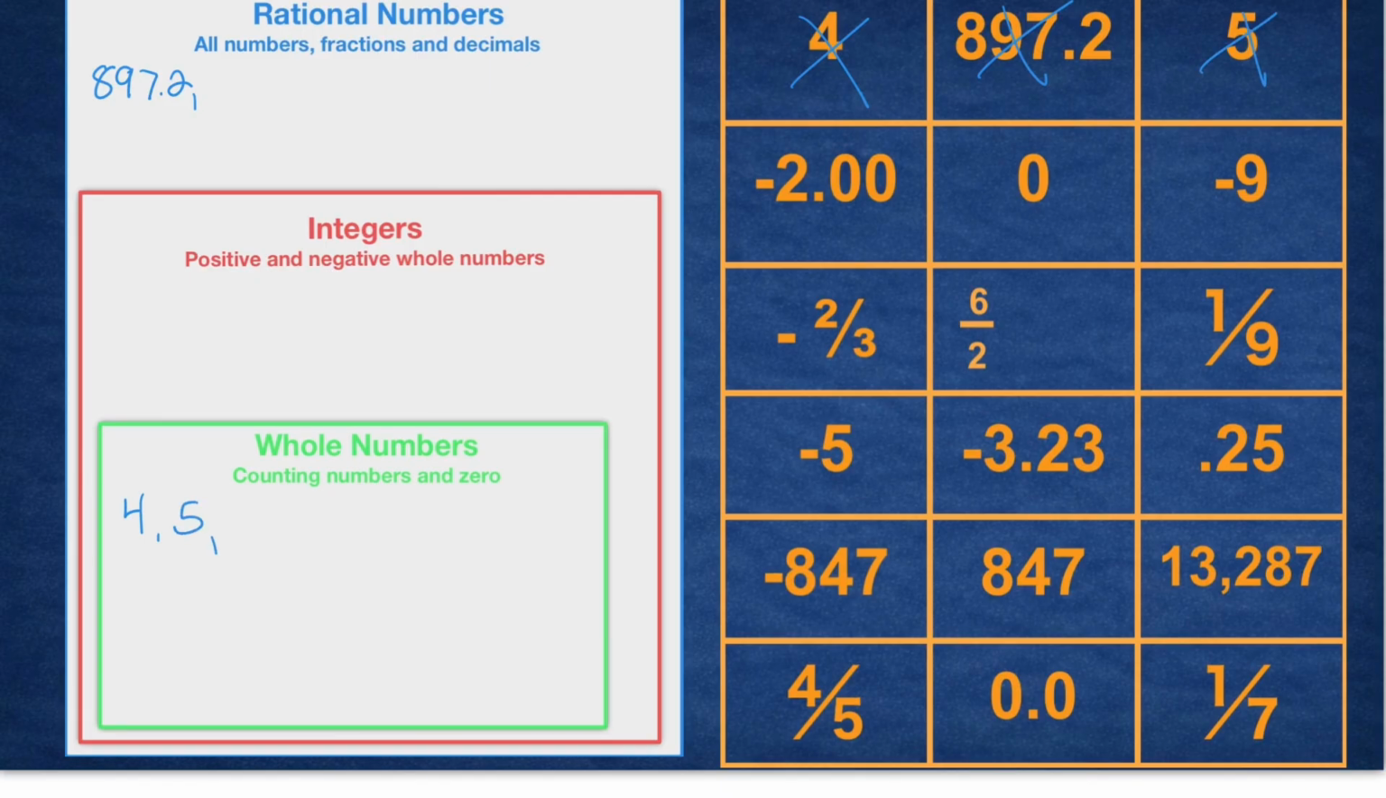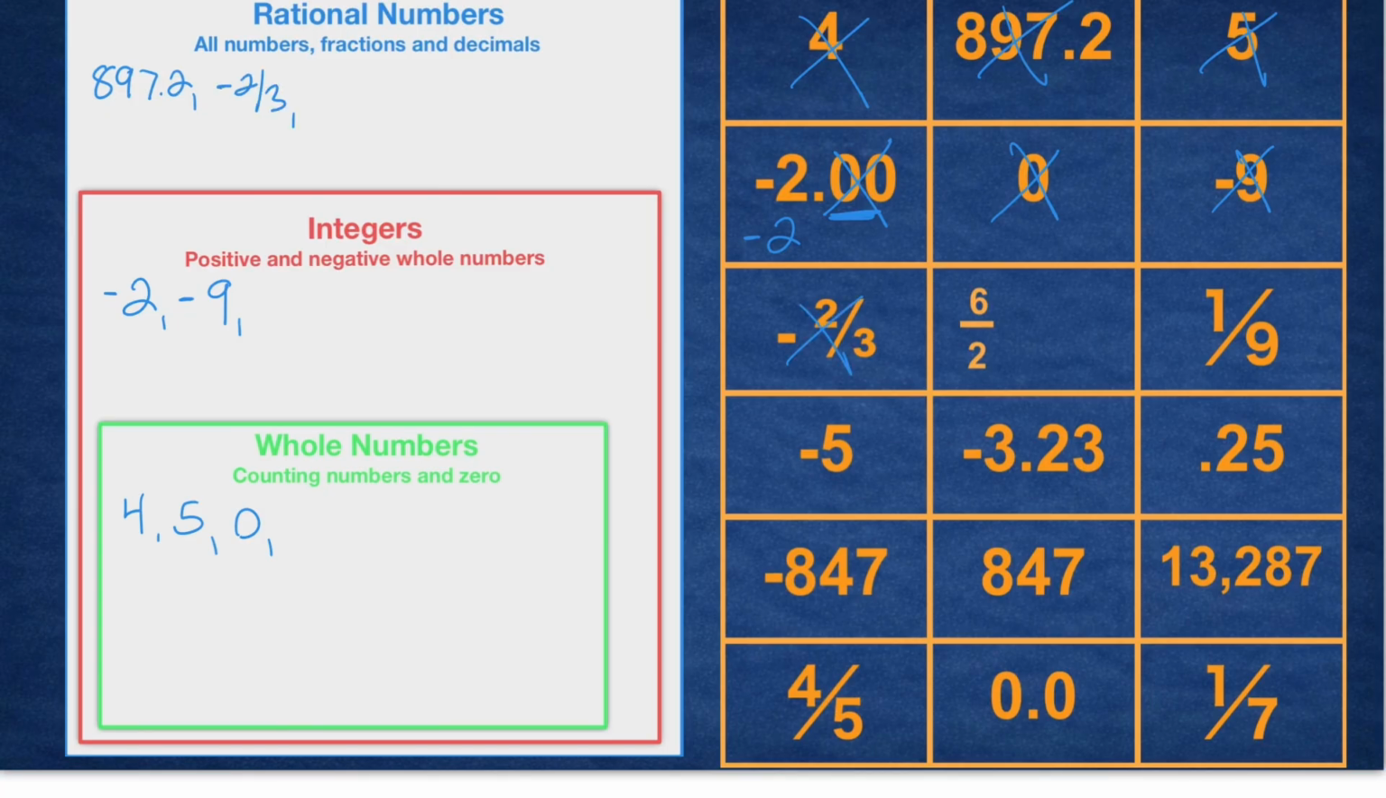-2.00. Now this is a decimal. However, these two zeros behind the decimal, they don't hold any value. So the number here really is just -2. And that's going to fall under our integers. This is a negative number. Our 0, that's going to be a whole number. -9, that falls under our integers. It's a negative whole number. -2/3. That's a negative number, but it is a fraction, so that's going to go under our rational numbers.